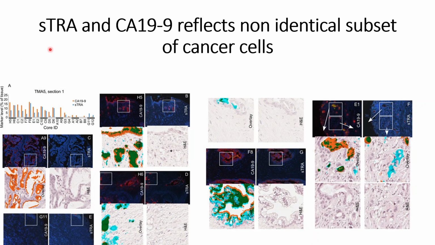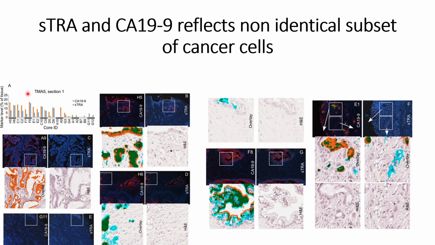In this video we will discuss how sTRA glycan and CA19-9 glycan reflect non-identical subsets of cancer cells. In the previous video we understood that sTRA and CA19-9 are expressed independently and are not dependent on each other for their expression. In this video, the researchers presented this figure.